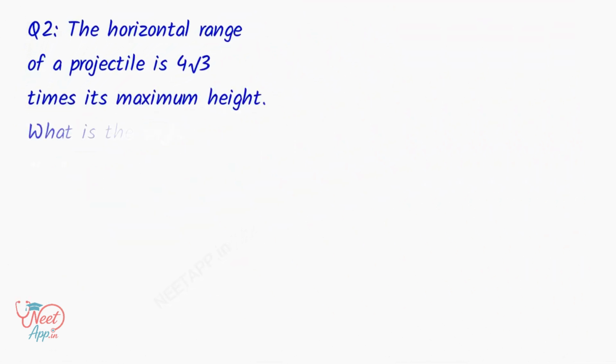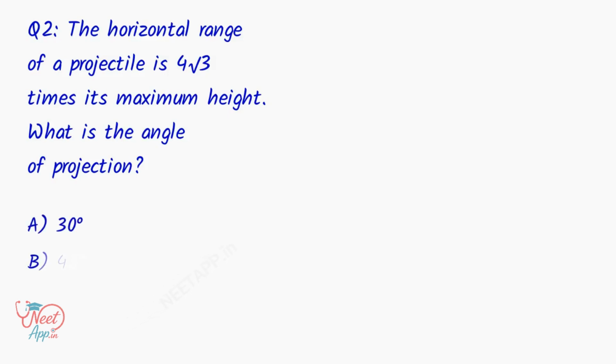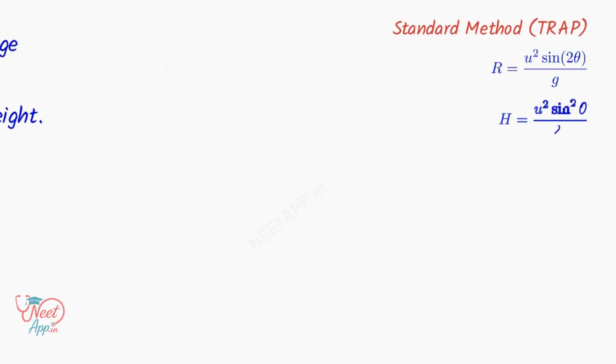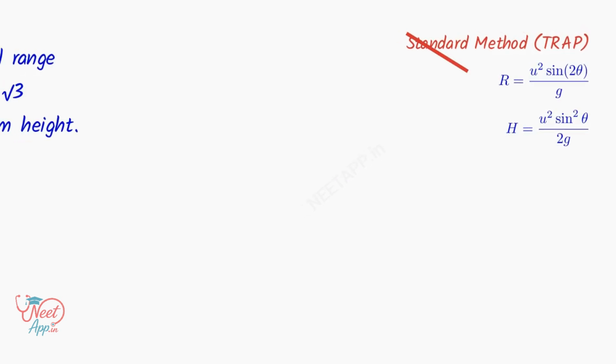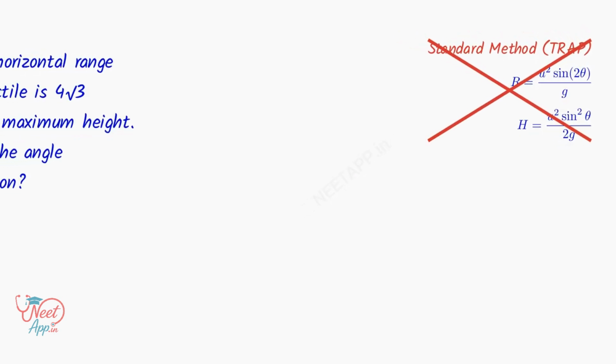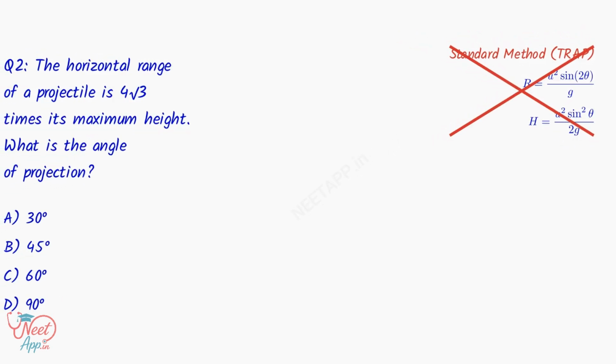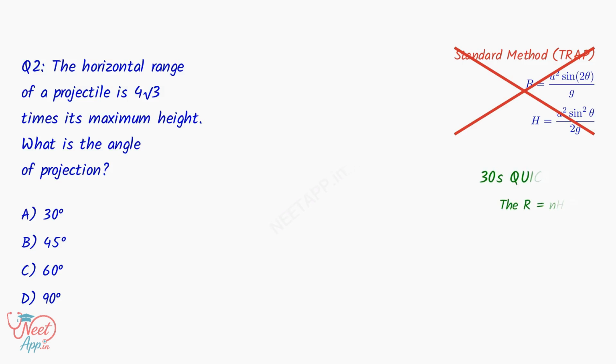Let's solve this complex question in 30 seconds. The horizontal range of a projectile is 4 root 3 times its maximum height. What is the angle of projection? The standard method is a massive algebra trap. You are taught to write out the full formulas for range and height, expand sine 2 theta and divide the equations to cancel terms and isolate tan theta. That is way too much algebra for exam day.